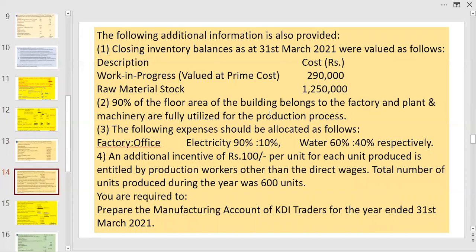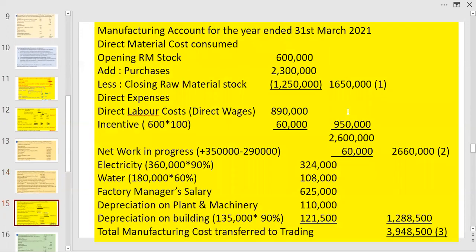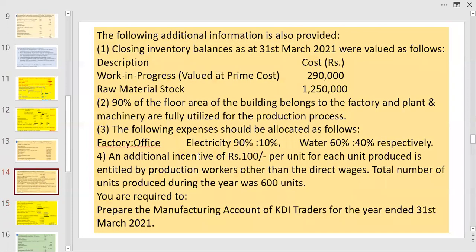Number 2, 90% of the floor area of the building belongs to the factory. Plant and machinery are fully utilized, 100% for the production processes. Therefore, depreciation provided for these two assets will have to be adjusted. Depreciation on plant and machinery 100%, which is 110,000, and 90% depreciation on the building, which is 121,500. Number 3, the expenses are to be allocated in factory and the office.